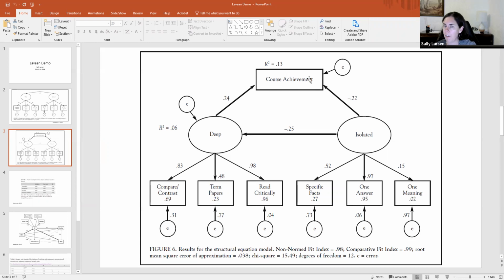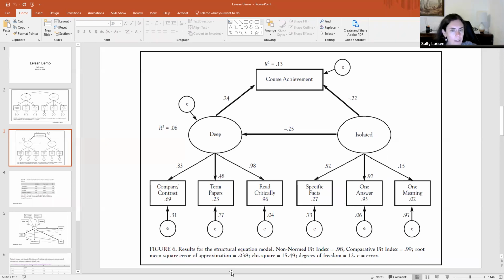And then up here is an R-square value. That's the amount of variance explained in this observed course achievement variable. So how much variance is explained by these two predictors? That's the same concept as what you get in normal regressions. We're just building it into this bigger model.